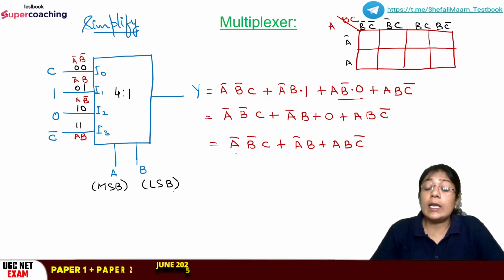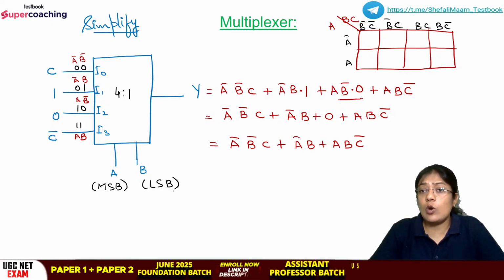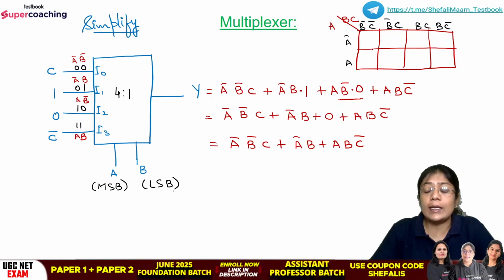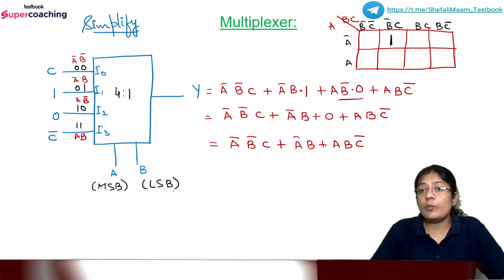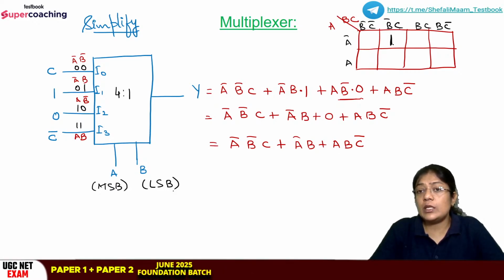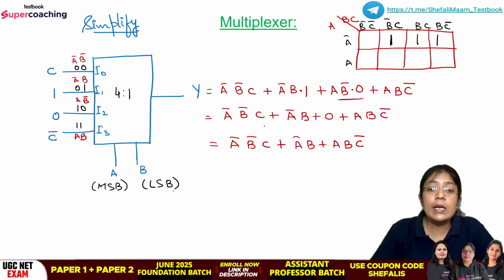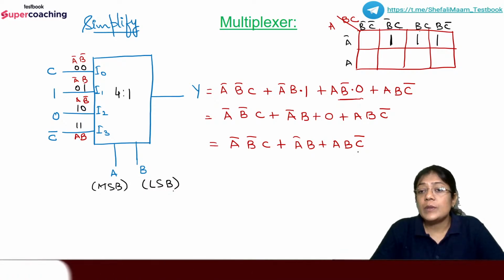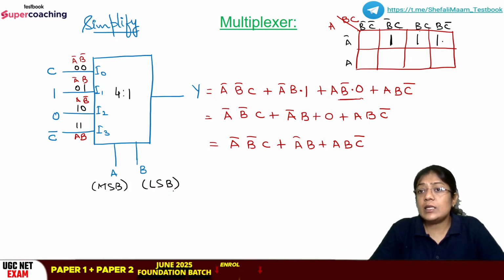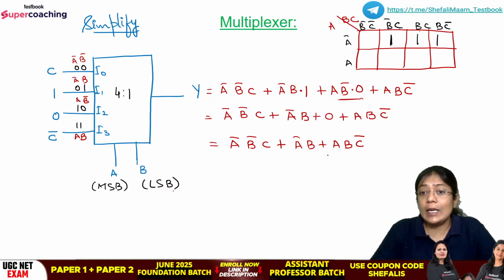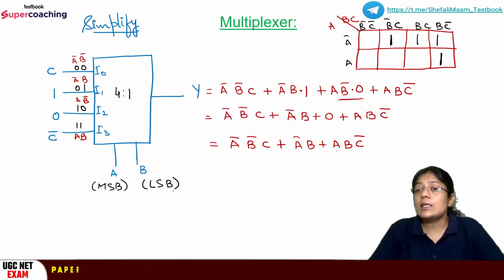Mark the entries A complement B complement C. B complement C is second column and A complement means top row. So here we are getting 1. A complement B. A complement B means top row and B means second last and the last column. दोनों में B आ रहे. Then A B C complement. B C complement means last column. A means it is taking the second row. So these are the number of ones.